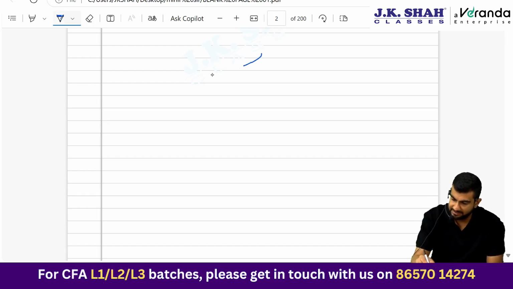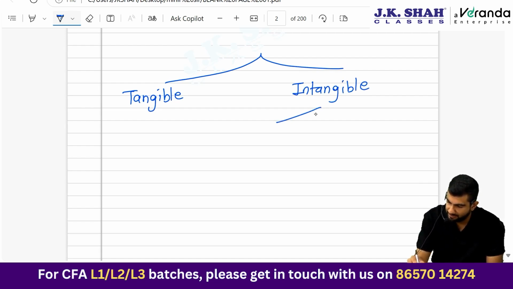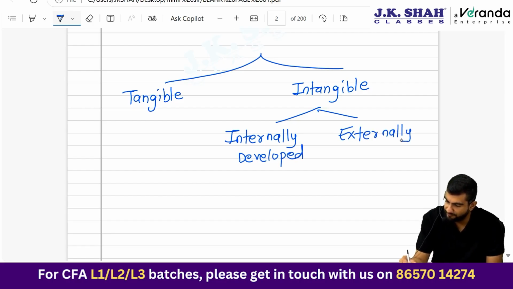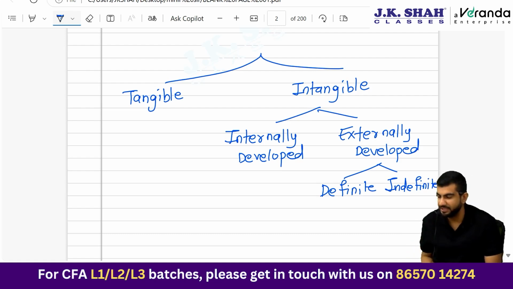When it comes to assets, long-term assets: tangible, intangible. Intangible also of two types: internally developed, externally developed. Externally developed also of two types: ones with definite lives, ones with indefinite lives. Okay, now let's focus on intangible assets.